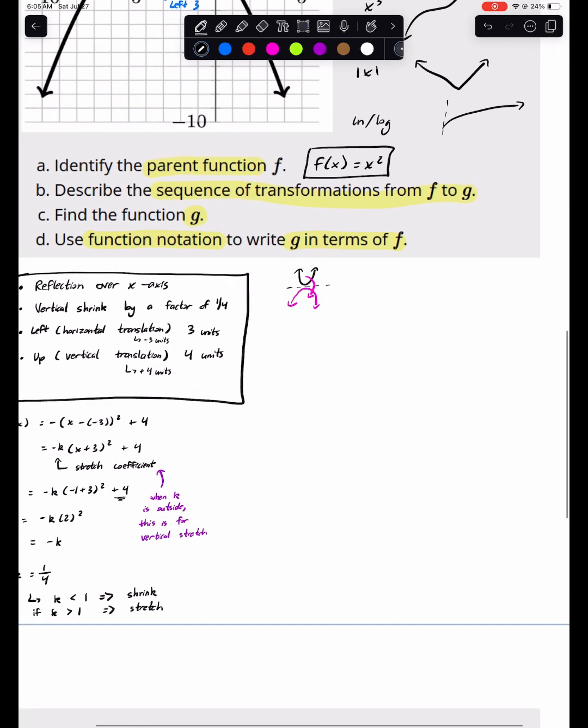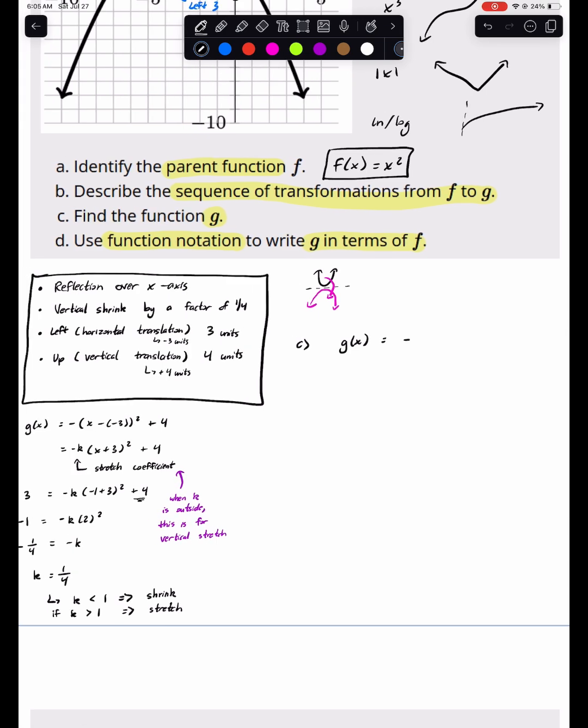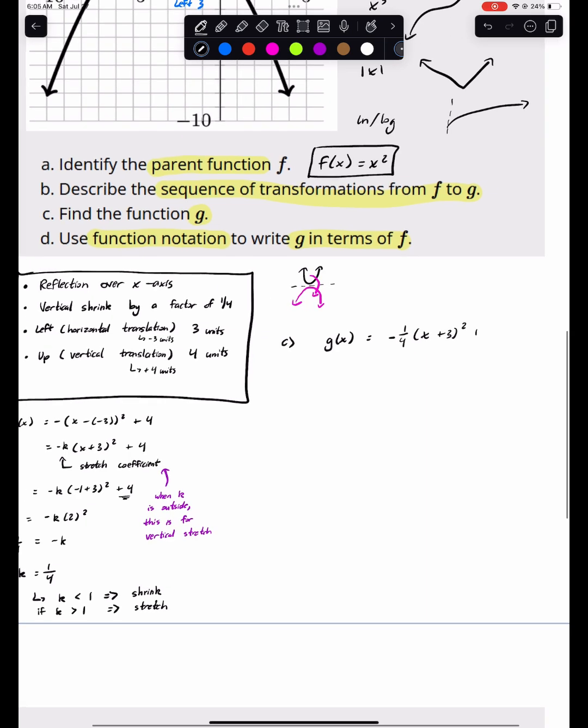Okay. For C, I kind of already did this. g of x, and we'll just do our transformations: negative reflection, 1/4 shrink, and then left 3, it's squared, because our parent function, we had 4.